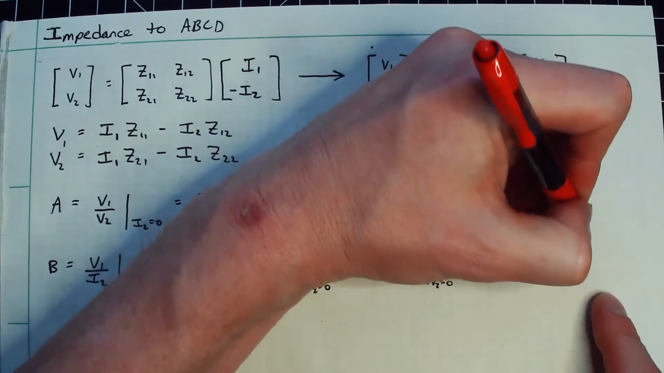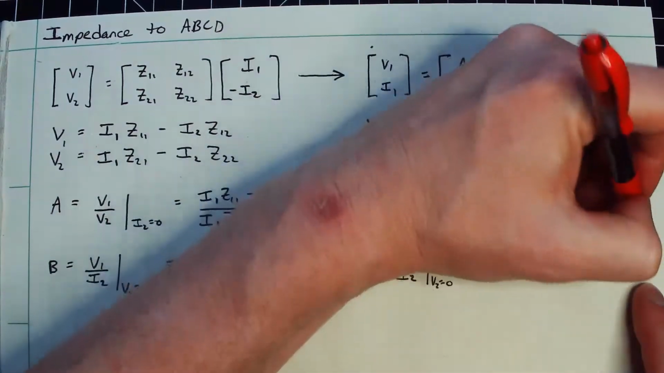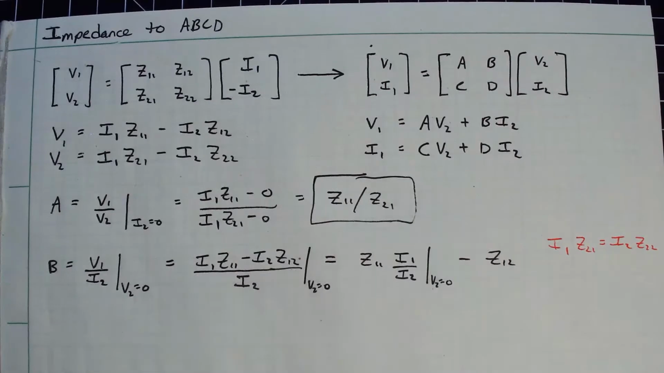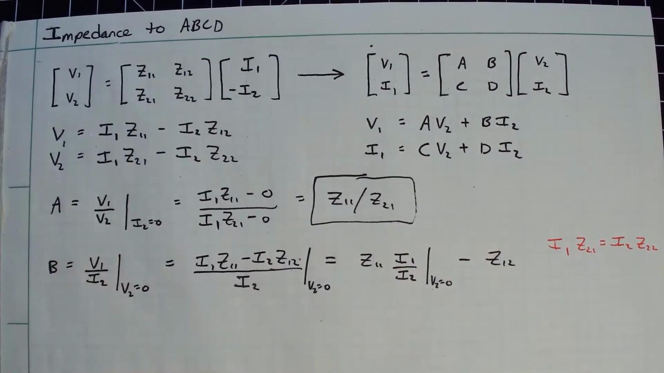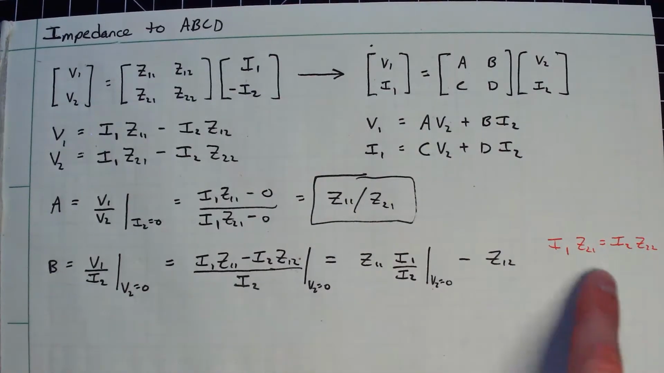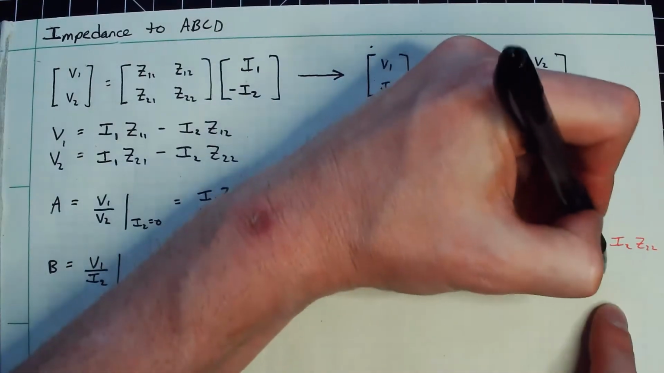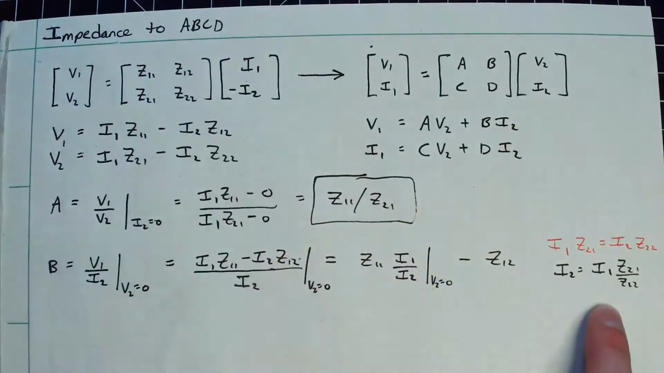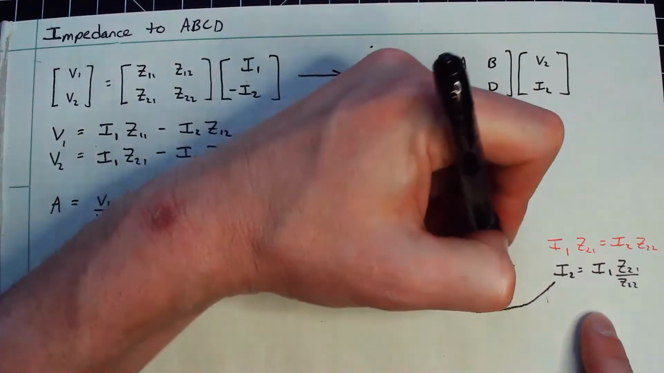I1 Z21 is equal to I2 Z22. Okay, so I set that to 0 and you move this term and this relation now pops out, because that is the condition I have imposed by setting V2 equal to 0. Which means I have an I2 here in the denominator, so that implies I2 is equal to I1 Z21 divided by Z22. So I'm now going to substitute this into that denominator here.